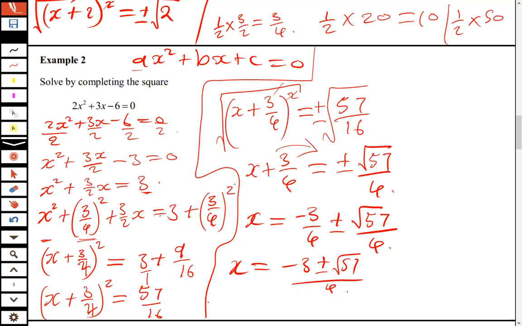Or if you want, you can split them by saying the value of x is equal to negative 3 plus root 57, everything divided by 4. Then you say, or x is equal to negative 3 minus the root of 57, everything divided by 4. So this is how you use the completing the square method. Before we proceed, if you have any questions, please feel free to ask.